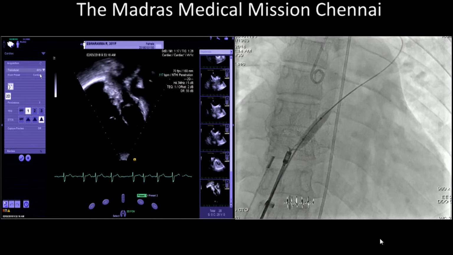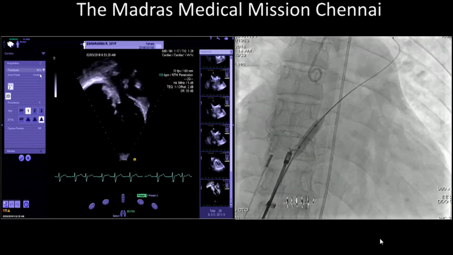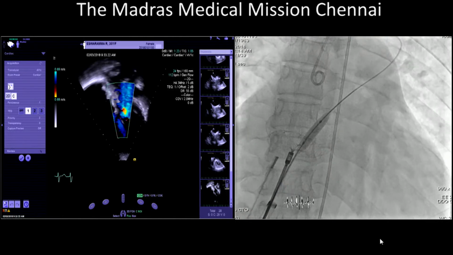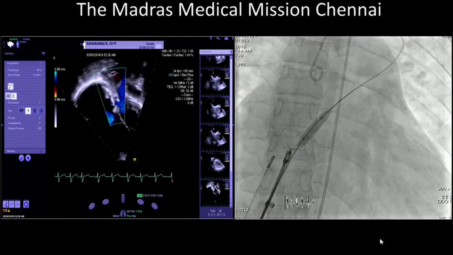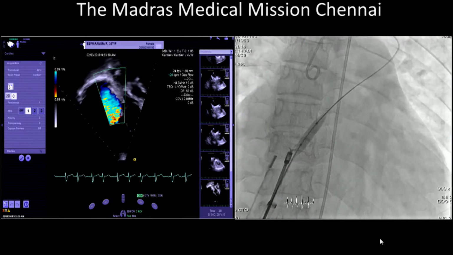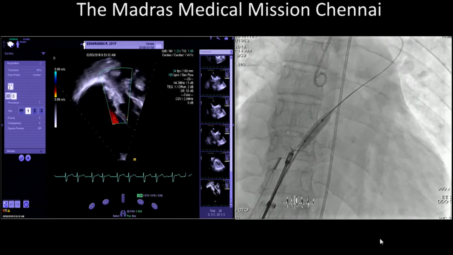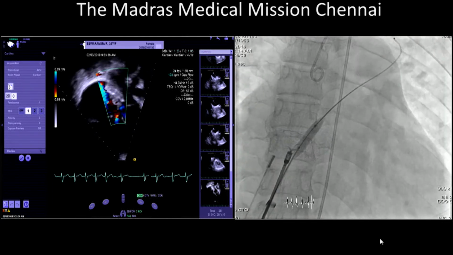Show the fenestration on the echo, color. So this is what size balloon and what type of balloon? It's a Boston Scientific Mustang 7 millimeter balloon. 7, okay. And what are you trying to do? Just making sure that the fenestration is circular?